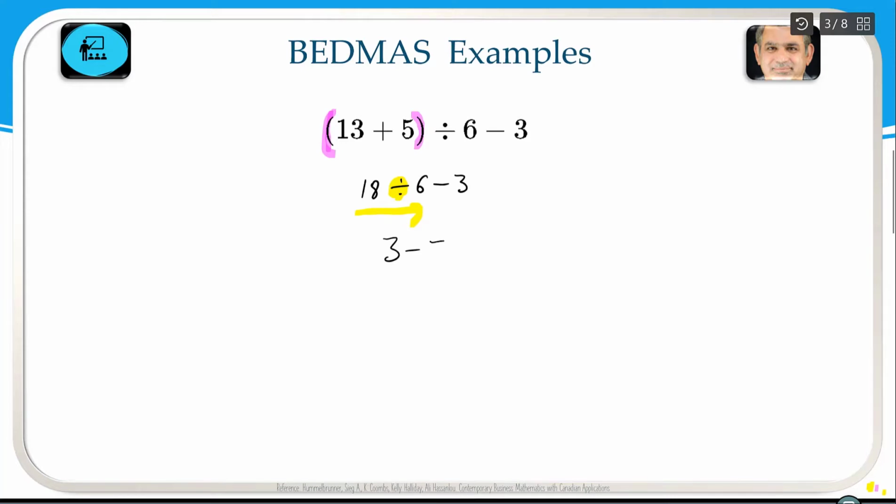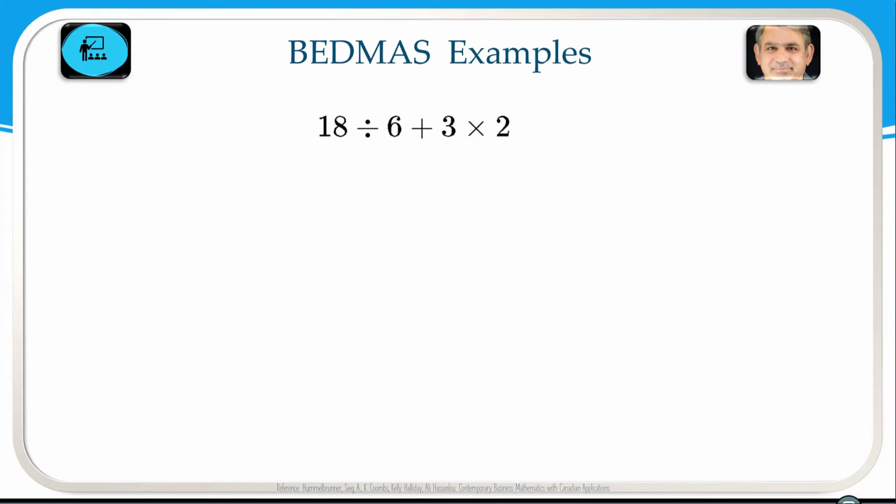And finally we will write 3 minus 3 now. So this 3 is obtained by 18 divided by 6. And now we are left with one operator only, which is the minus operator. So 3 minus 3 gives us 0. So the final answer when we solve this expression is 0.